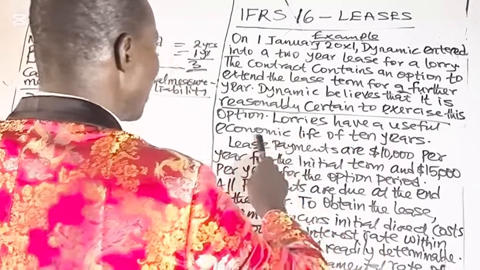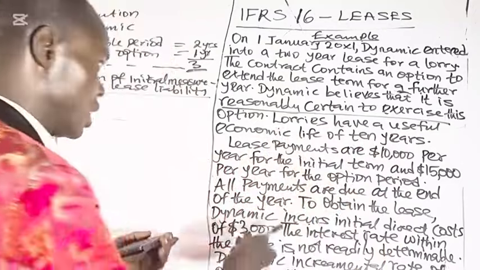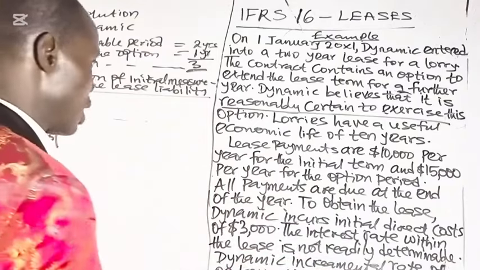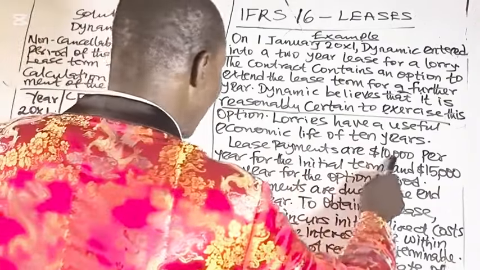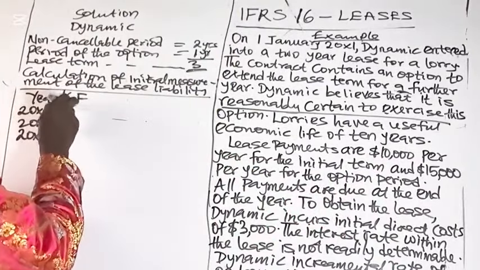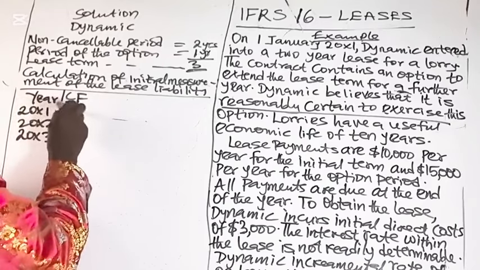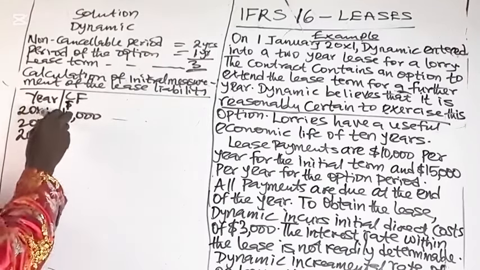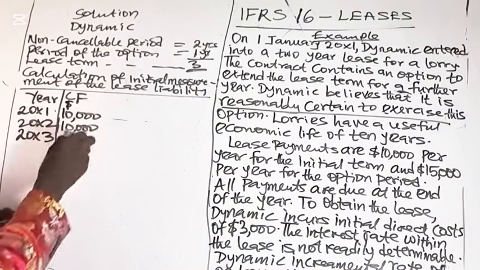Lorries have a useful economic life of 10 years, so the useful life of the lorry is not relevant. Lease payments are $10,000 per year for the initial term: $10,000 for the first year and $10,000 for the second year.